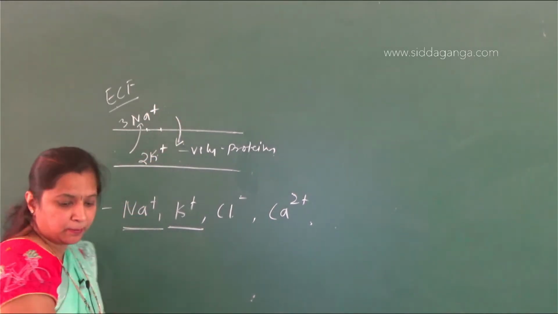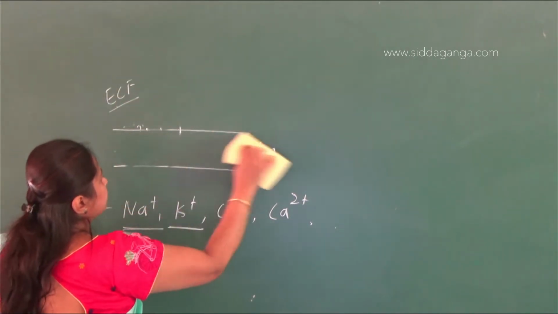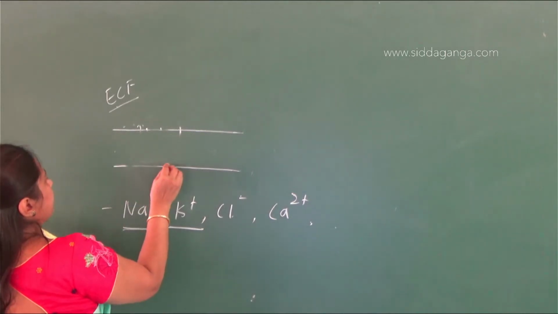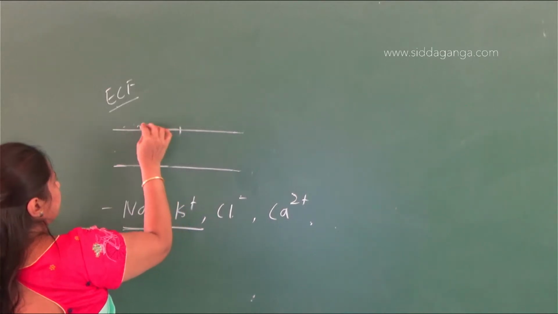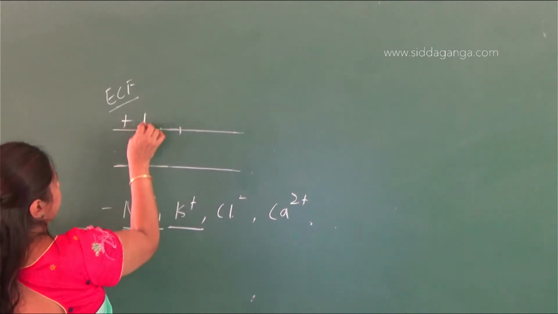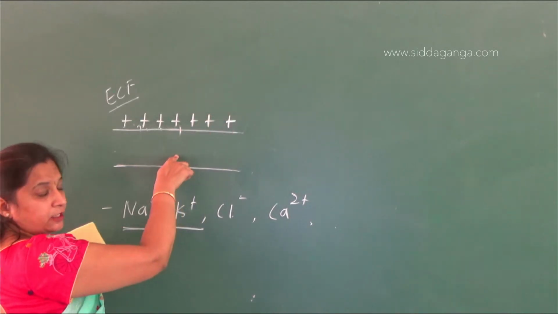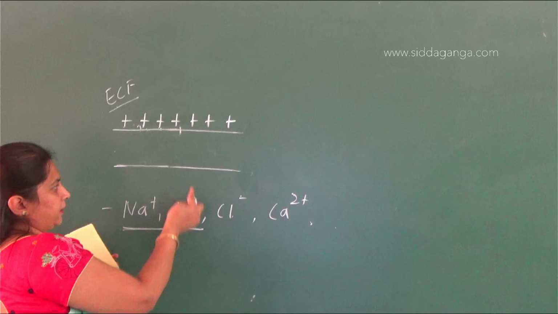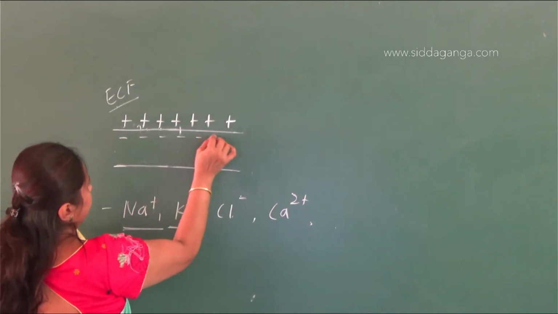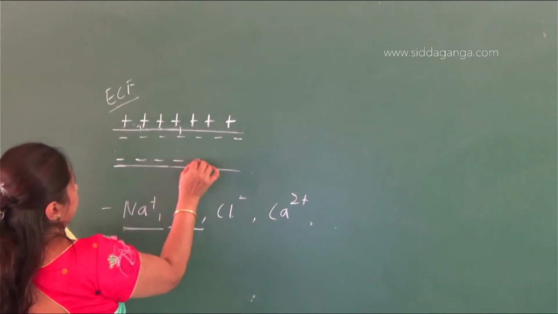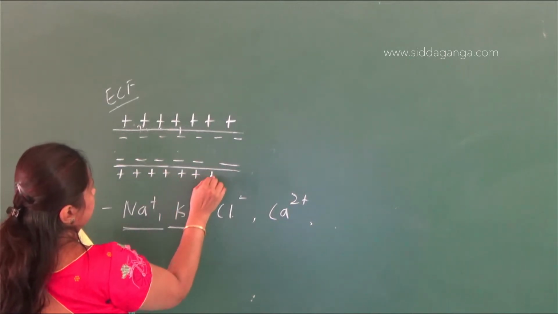So the axonal membrane on its outer side has more sodium ions. So the outer side across the axonal membrane is positively charged. And the axoplasm is rich in negatively charged proteins and potassium ions. So inside there is a negative charge and outside there is a positive charge.